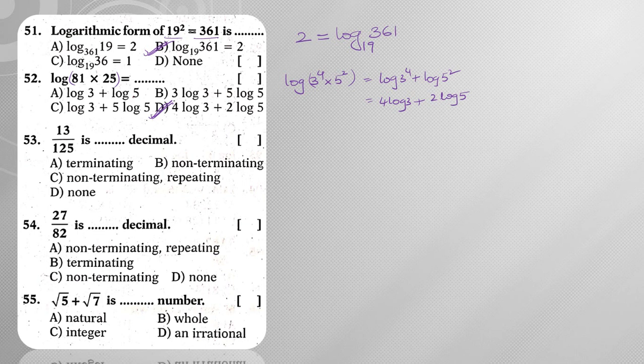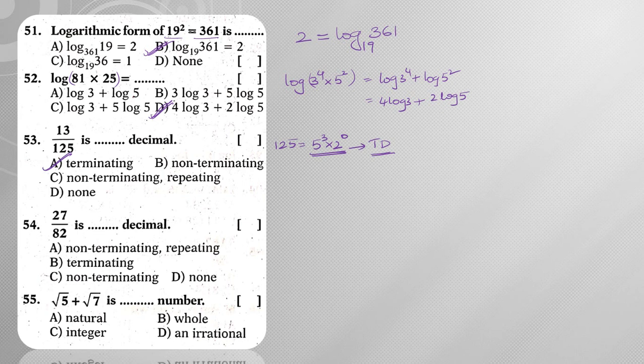Next, 13 by 125. So if you observe, the denominator is 125. So 125 means 5 cube into 2 power 0. Since the denominator contains only 5 and 2 as prime factors, hence it is a terminating decimal. Hence option A will be my answer.